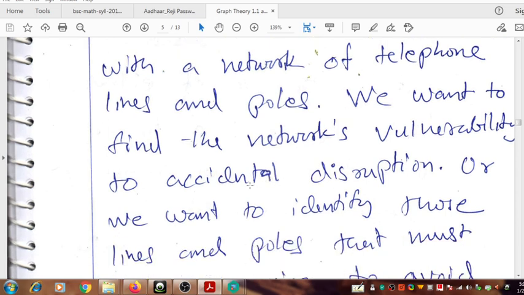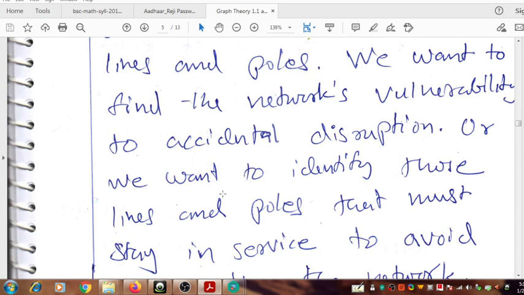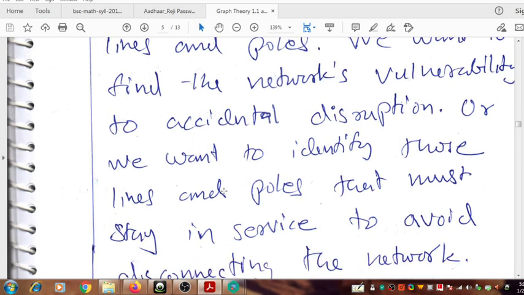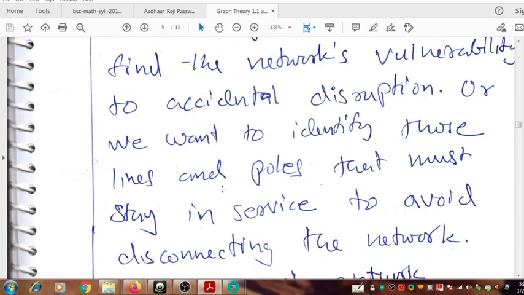We want to identify those lines and poles that must stay in service in order to avoid disconnection of the network. Disconnecting of the network, not connectivity. This is the disconnecting of the network.